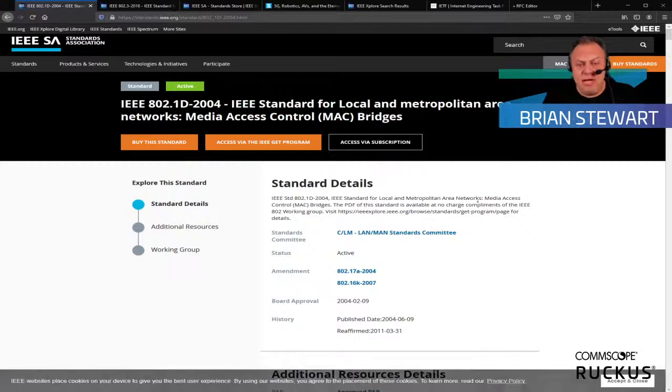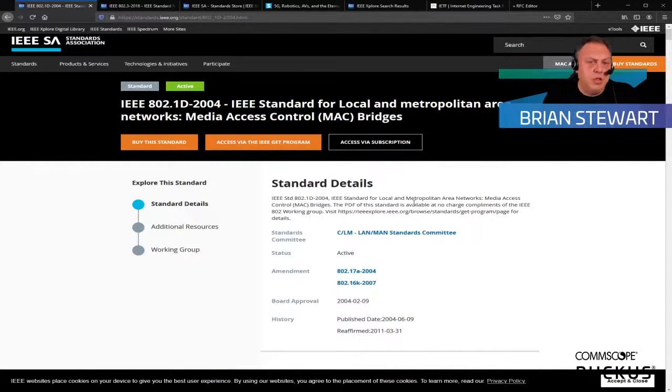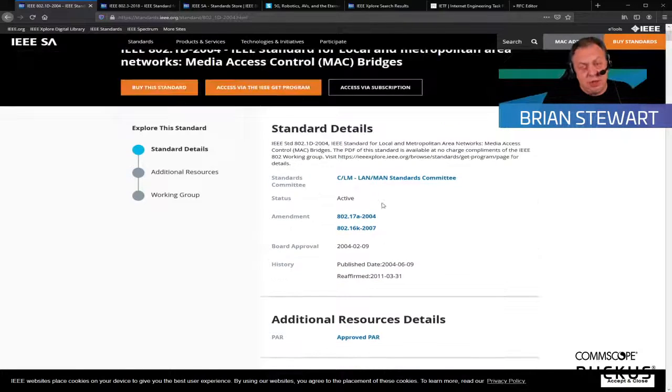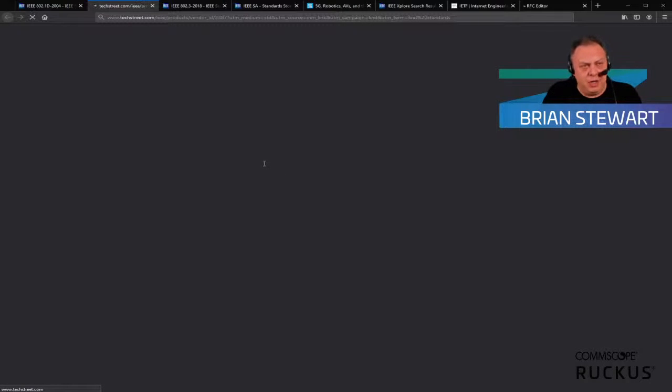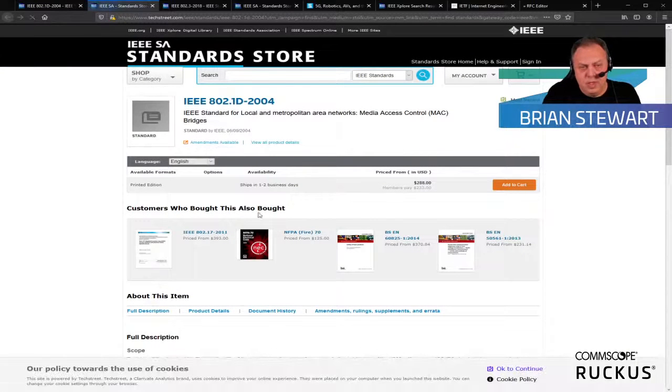Now, one thing to note around standards through the IEEE: many of these standards, or I would say most of these standards, are not available free of charge. So if we go through and choose to buy this standard, we'll actually see to get a copy of 802.1d 2004, that is $288 unless you have an IEEE membership, in which case it's $233. So the prices on different standards will differ quite a bit.